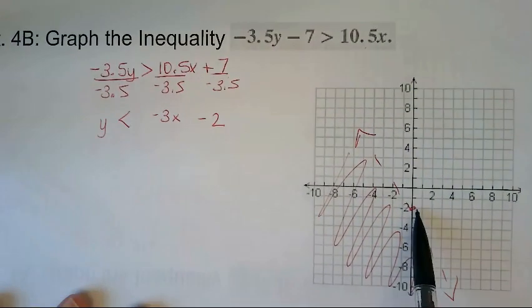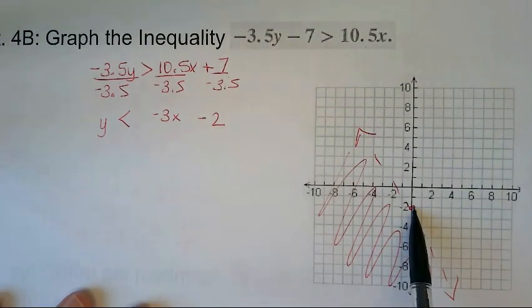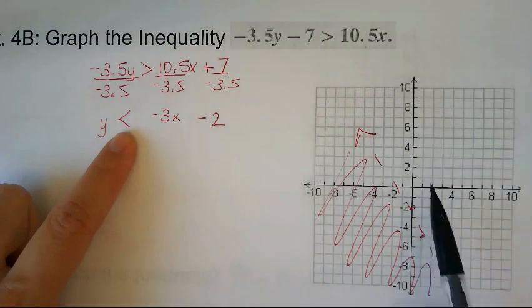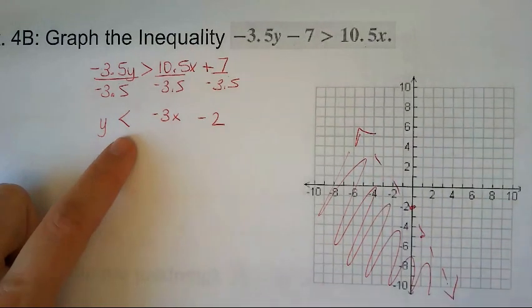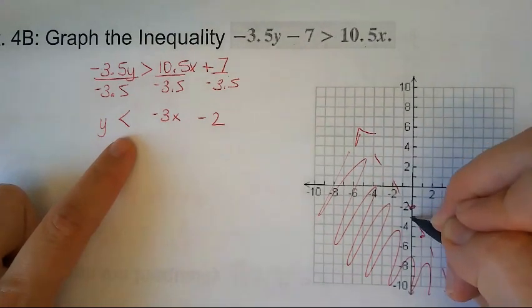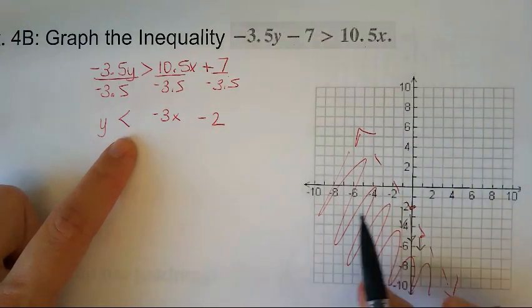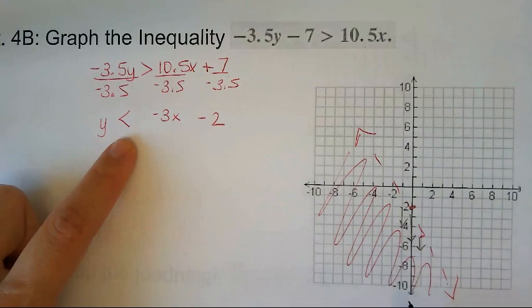So you're going to start at -2 on the y-axis. You're going to go down 3 and right 1 for your slope. I don't have a bar underneath my inequality, so it's a dashed line. It is a less than symbol, so find your y-intercept. I'm shading everything below that line, so that means I'm shading this side to the left.